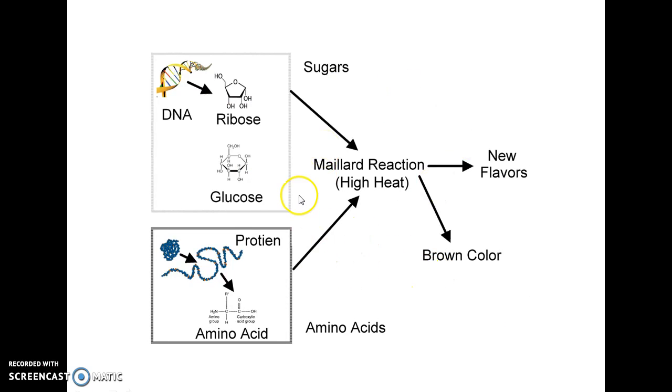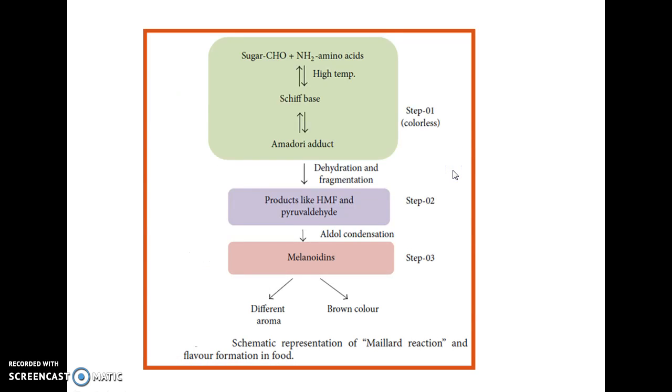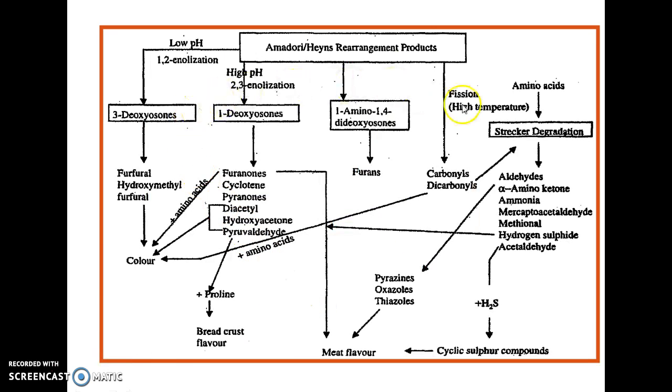This is nothing but the reaction called the Maillard reaction, and lots of other reactions, where carbohydrates and sugars react with proteins or amino acids to give you the brown color as well as new flavors. This is a simple look, but inside there are lots of complex chemical reactions, including aldol condensation, which give you the different aromas and brown color. If we go into more detail, these are the different compounds produced during flavor formation, such as the bread crust flavor.